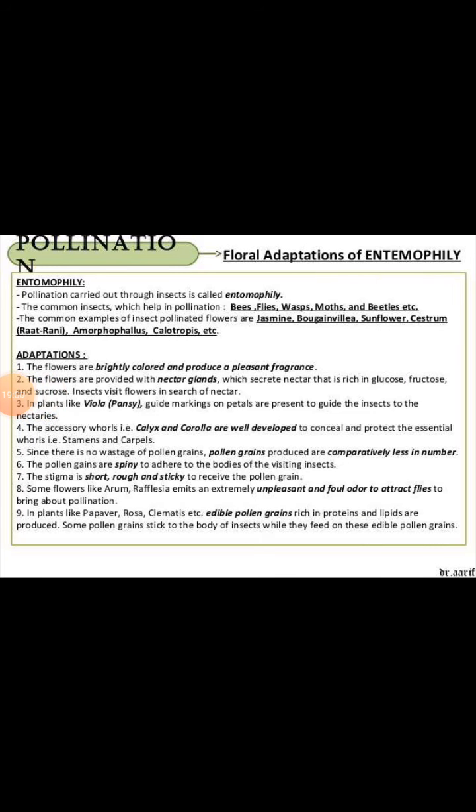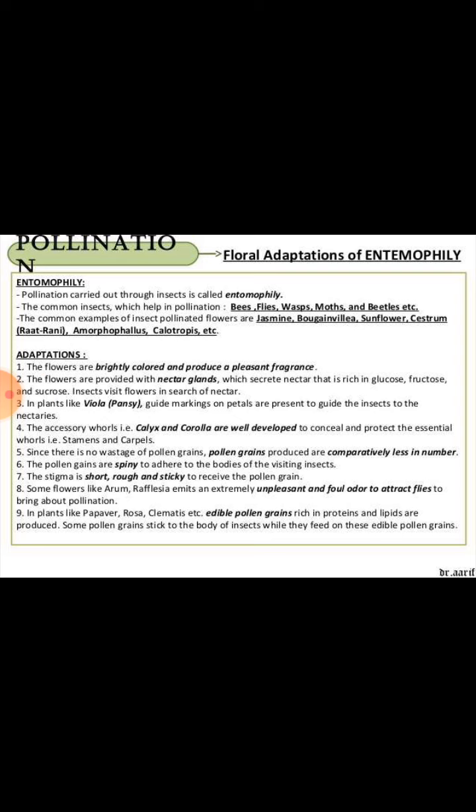Next, pollination done by insects. The majority of angiosperms depend on this kind of pollination only, called entomophily, because pollination is by insects. Ants and others all belong to this group. Pollination done by ants is called myrmecophily. Pollination done by beetles is called cantharophily.